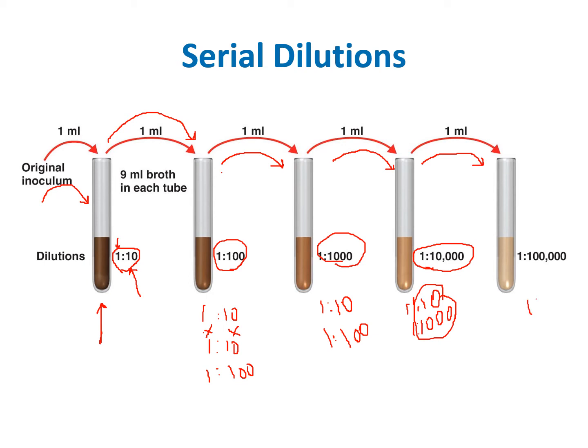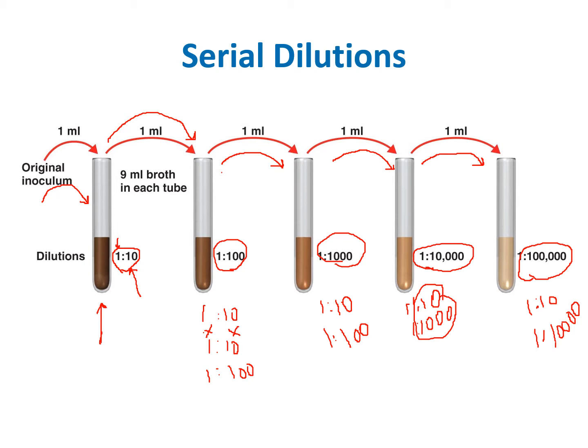we're making a 1 to 10 dilution of our 1 to 10,000. And that gives us 1 to 100,000. So that's the final dilution.